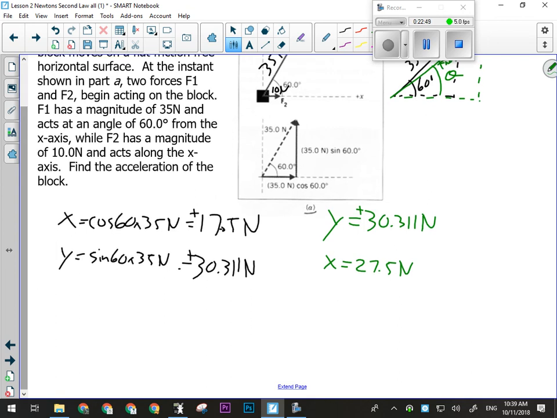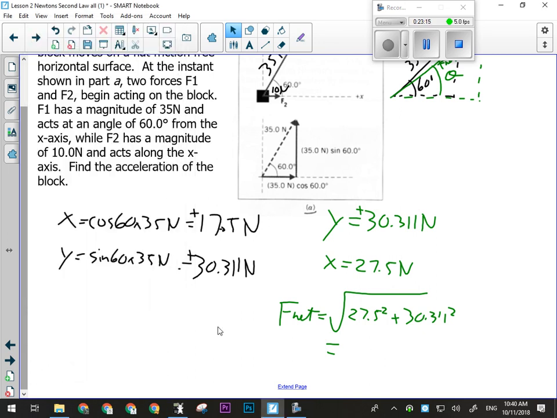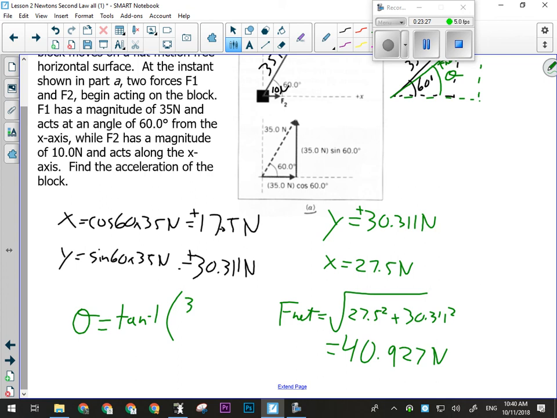Okay, so now if I want to calculate my net force's magnitude, I will use Pythagorean theorem, and I'll have 27.5 squared plus 30.311 squared, and that will give me the magnitude of the net force. So, all right, our net force is 40.927 newtons. Then we need a direction. Okay, so that'll be tan to the minus 1 of the opposite side, which was 30.311, divided by the adjacent side, 27.5.